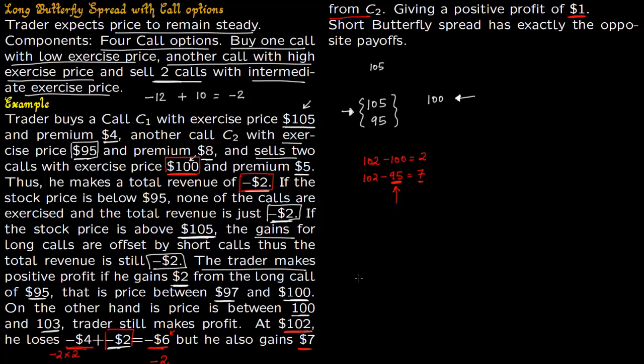This entire exercise more visually. That will give us a better idea. So this is what the long butterfly spread with call options is. So the summary is the trader will make money between 97 and 103.